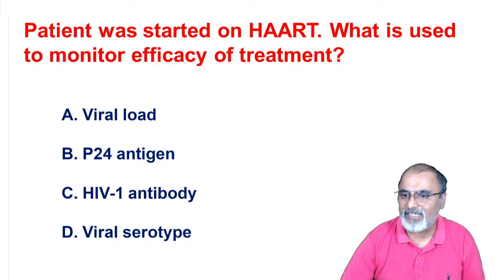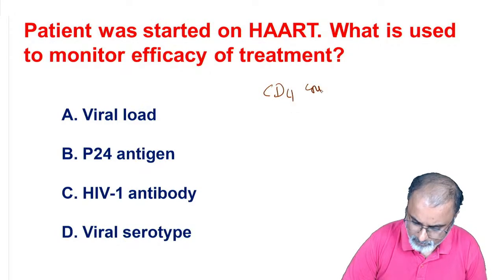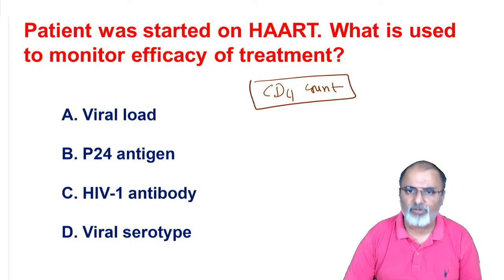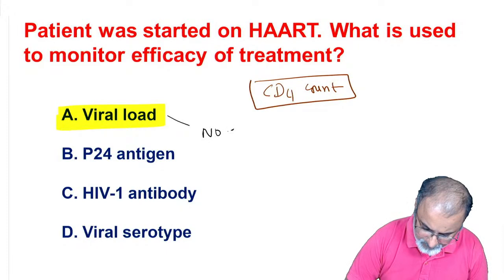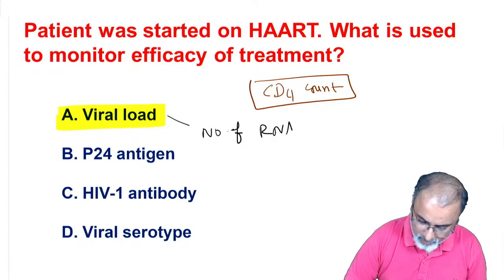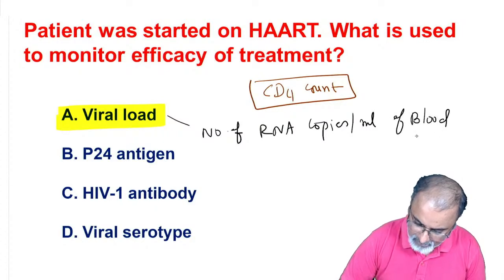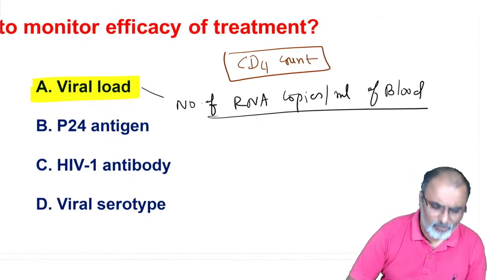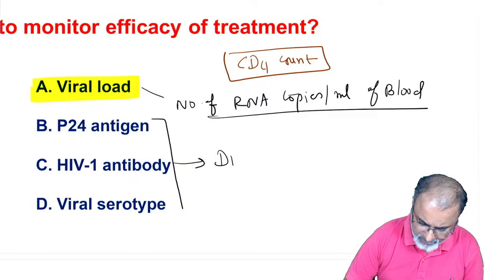See, efficacy of the treatment, prognosis. Previously we used CD4 count to monitor the response to the treatment. But now it is changed. We are using viral load. What is viral load? Number of RNA copies per ml of blood. And P24 antigen, HIV-1 antibody, these are all helping in diagnosis of the disease.